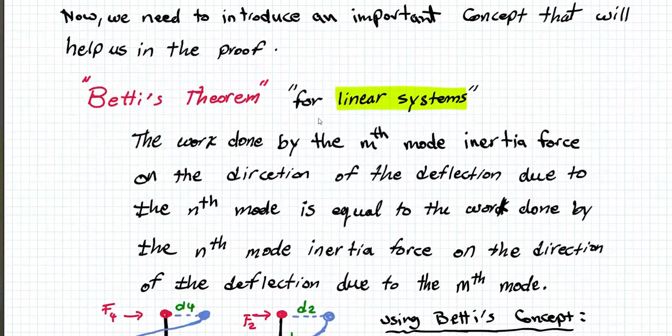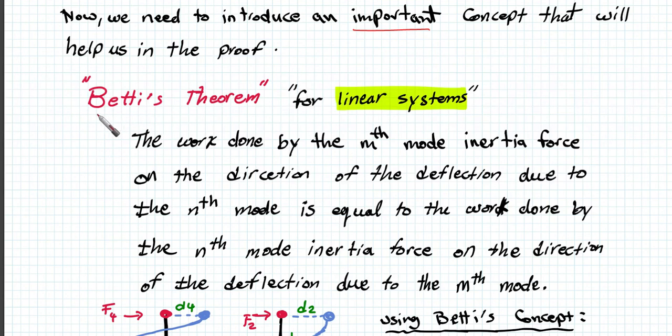Okay. Now we need to understand an important concept in order to proceed for the proof of what we have mentioned. Now we need to introduce an important concept that will help us in the proof. It is only a sidetrack concept or law or theorem that is going to bring us nearer to the physical meaning of the orthogonality condition.